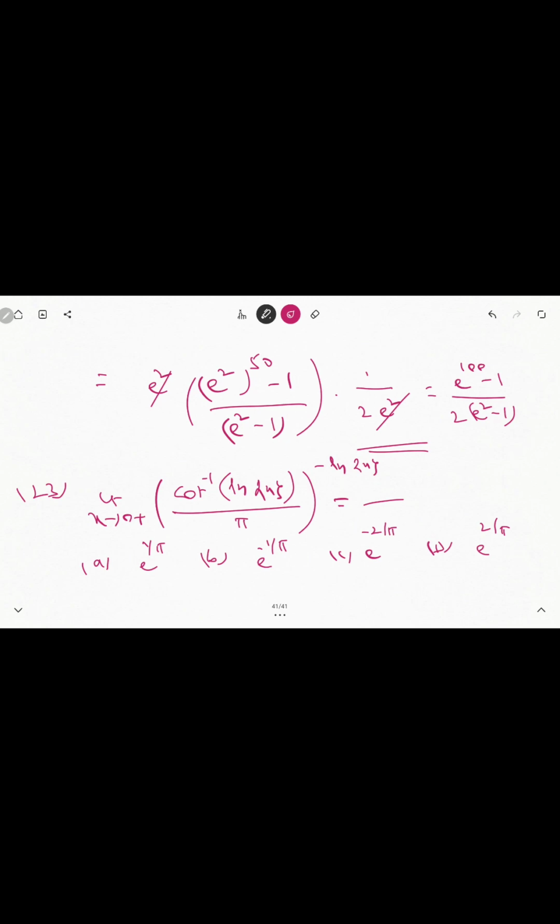Question number 23. Limit x tends to 0 plus, cot inverse of ln of fractional part of x, FPF, okay, fractional part of x by pi, whole to the power of minus ln fractional part of x. We should find, these are the options.